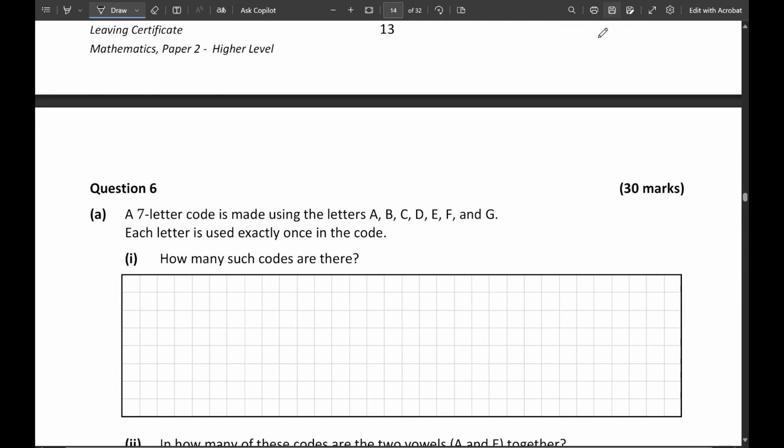Okay, question 6. A 7-letter code is made using A, B, C, D, E, F, G. Very inventive with what they call things. How many such codes are there? Well, if there's no restriction, it's 7 factorial. Where's the factorial button on this? There it is. 5040.